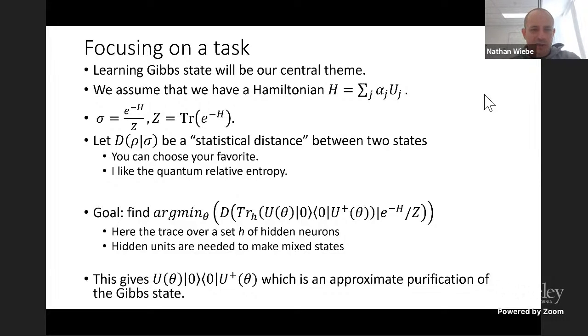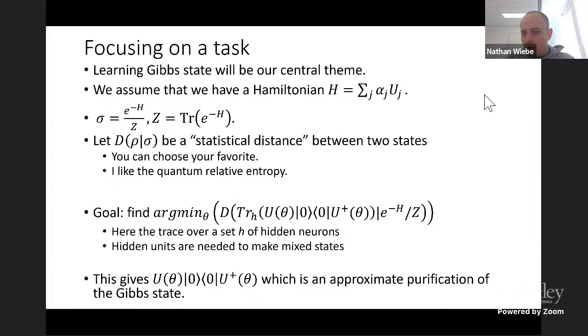It's just some constant that you need in order to normalize e to the minus h to be a proper density matrix. So that's the basic idea behind it. And what we would like to be able to do is build a quantum neural network that contains both visible qubits as well as some qubits that are hidden, as in they're just latent qubits that are used to generate correlations, but not directly observed by the end user.